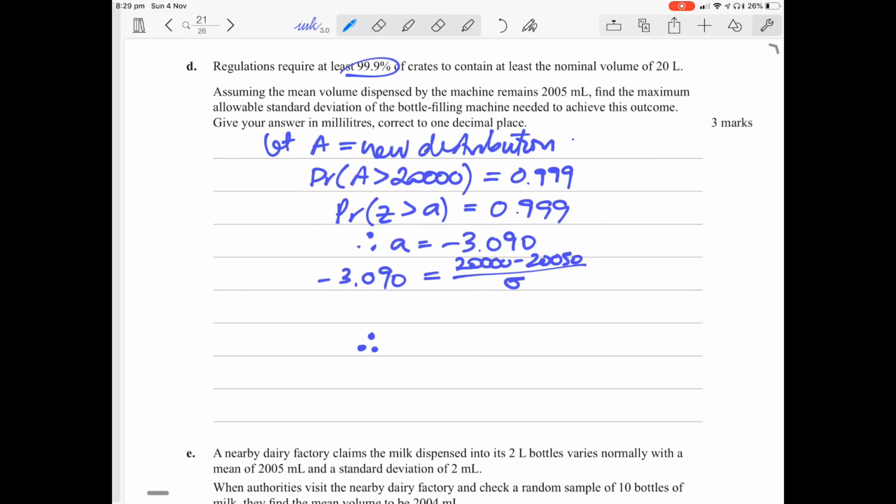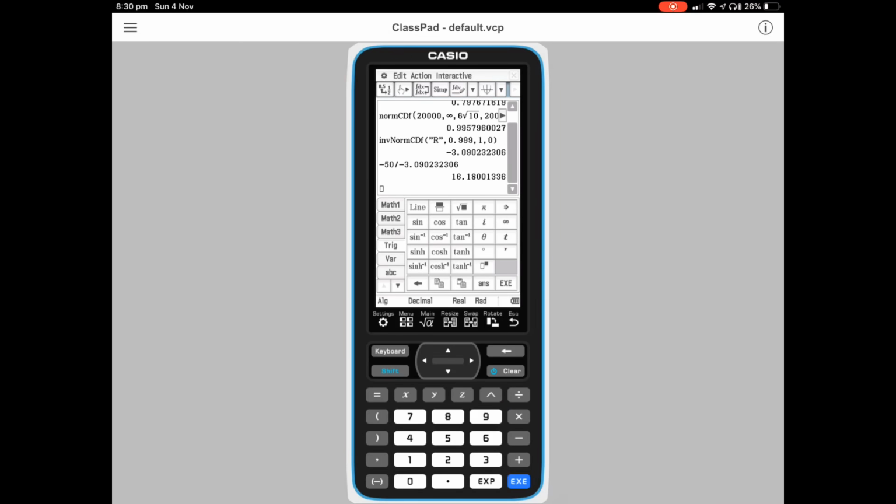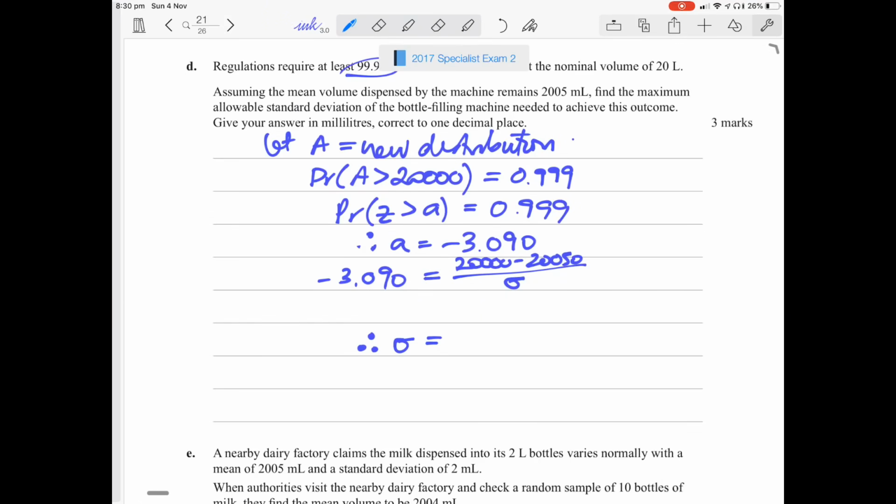So therefore, find the maximal standard deviation is equal to negative 50 divided by that. So 16.18. So sigma is 16.18.